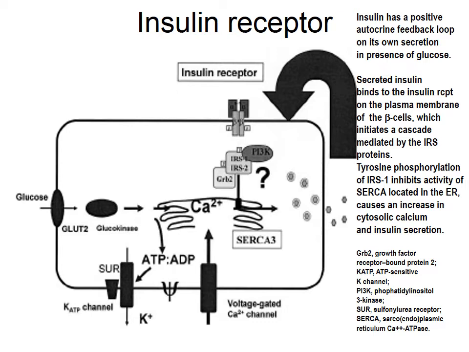This slide presents us with an interesting observation concerning insulin on its own release. Insulin actually has a positive autocrine feedback loop on its own secretion in the presence of glucose. So what does that mean, an autocrine feedback loop? Well, autocrine means that a cell that secretes something, that something affects the cell that secreted it. Right? Auto means self. So a cell releases something, that something affects the cell that released it.